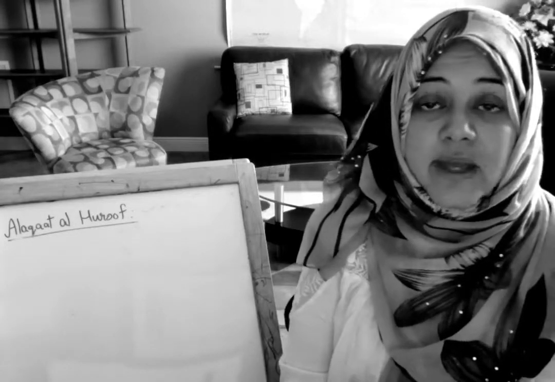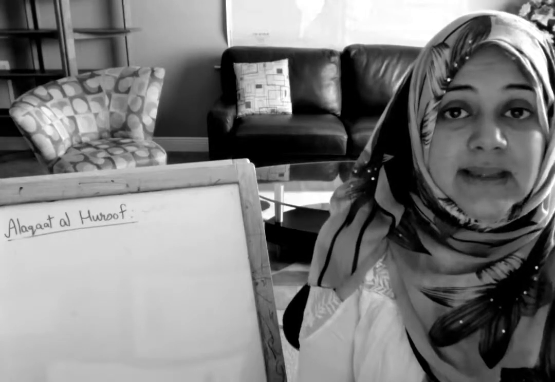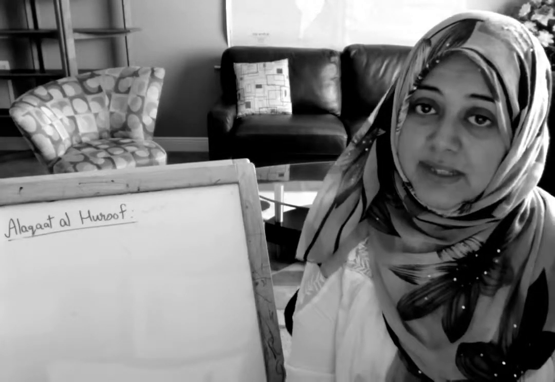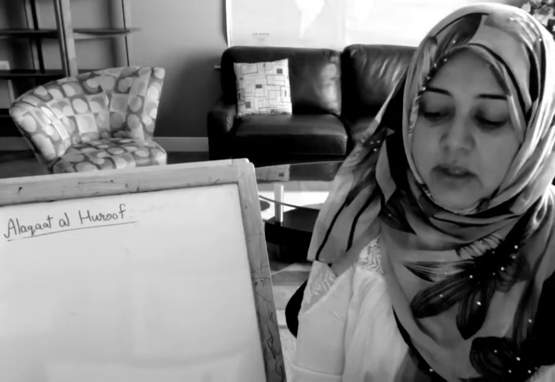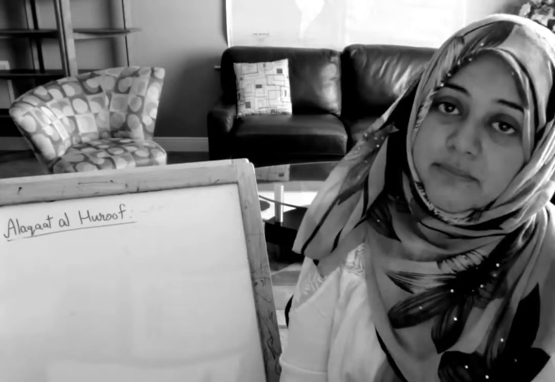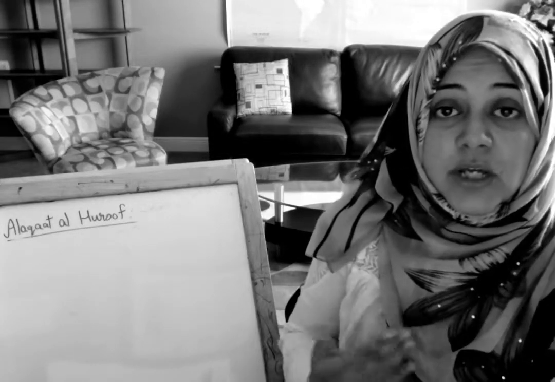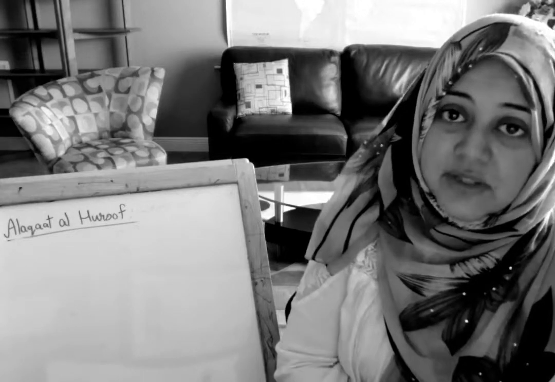Then we did harfan al-mutajanisan, and we said mutajanisan means that they are similar. So basically, they have the same makhraj, but some of their sifat differ, right? And examples of those were seven. We talked about seven different categories.